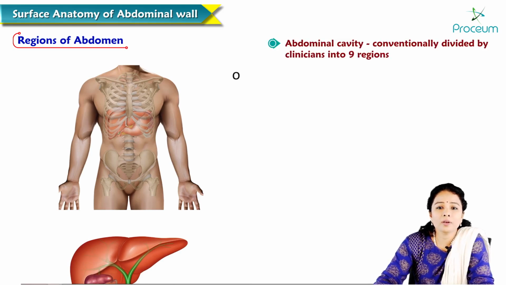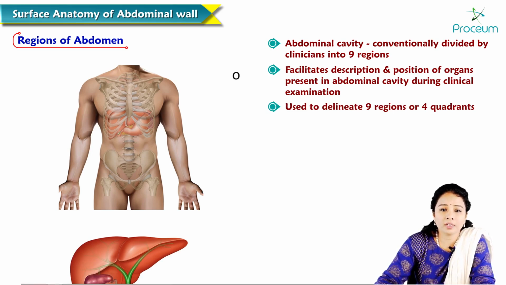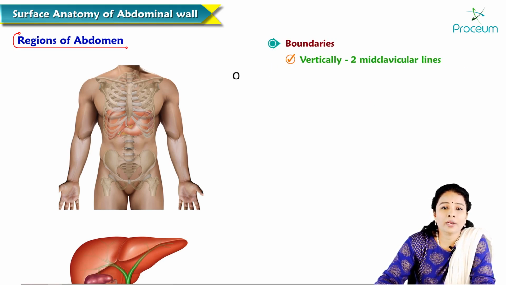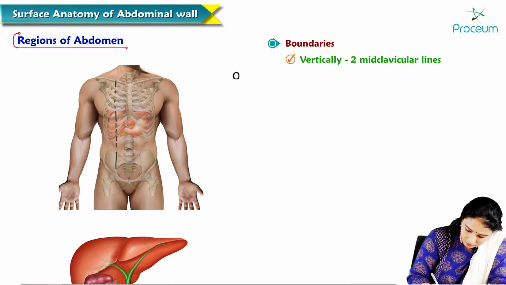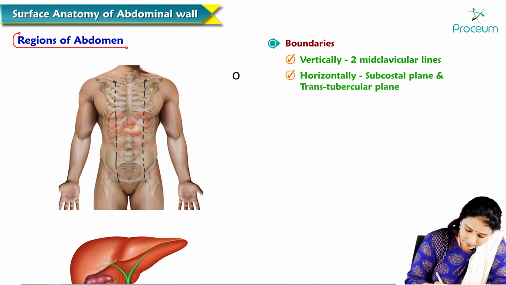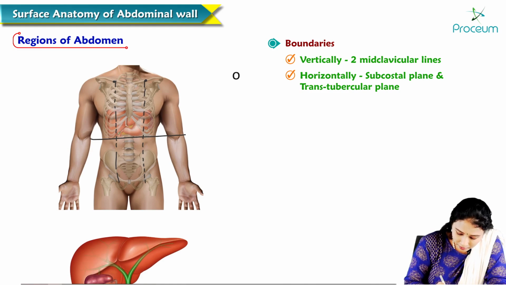Regions of abdomen. The abdominal cavity is conventionally divided by clinicians into 9 regions. This facilitates the description of the position of the organs present in the abdominal cavity during examination. These planes are used to delineate the 9 regions or 4 quadrants of the abdominal cavity, which clinicians refer to in order to describe the location of abdominal viscera and pain in the abdominal region. These regions are bounded vertically by 2 midclavicular lines and horizontally by the subcostal plane and below by the transtubercular plane, which is located at the level of L5.